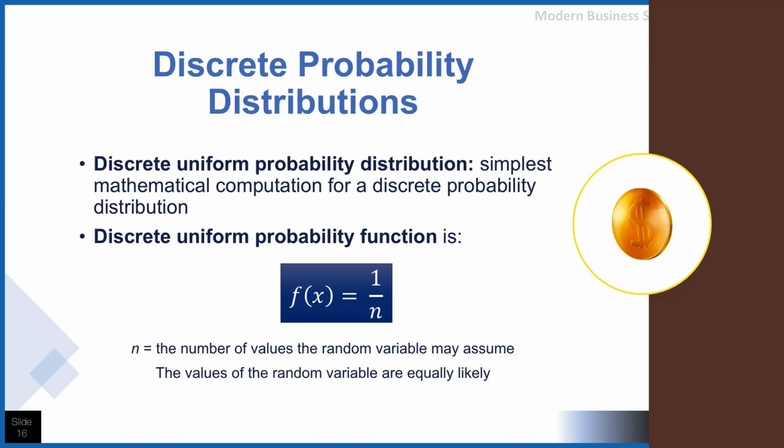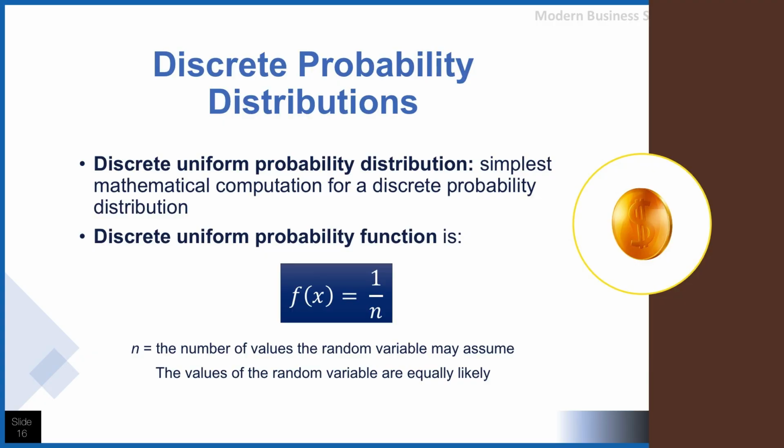The best examples are flipping a coin or rolling a die. For the discrete uniform probability distribution, the function is 1 over n. Flipping a coin: a coin has two sides. The function, or the probability, would be 1 over 2, or 0.5. There is a 0.5 probability of getting heads, and a 0.5 probability of getting tails.